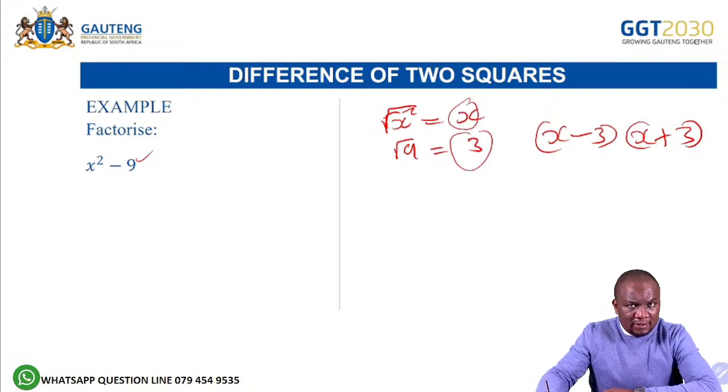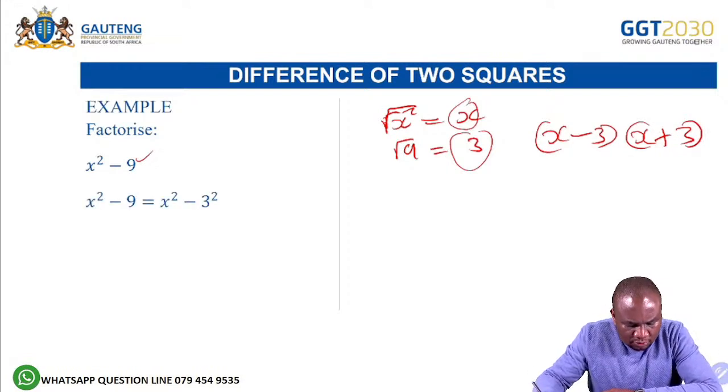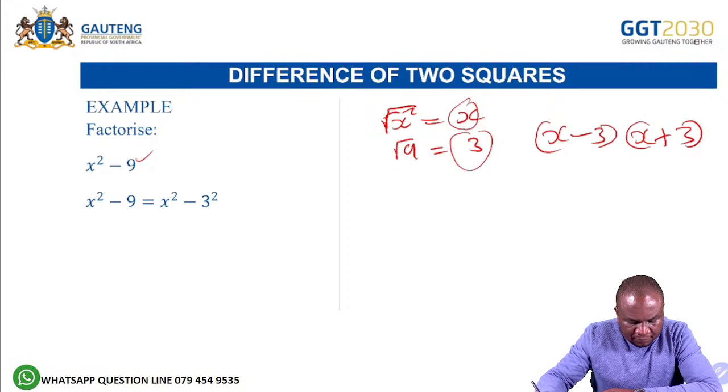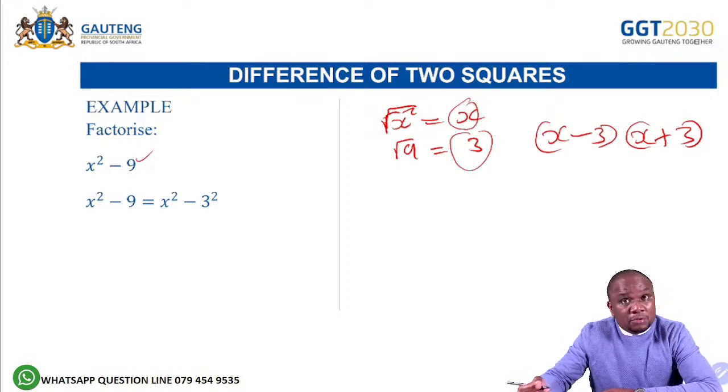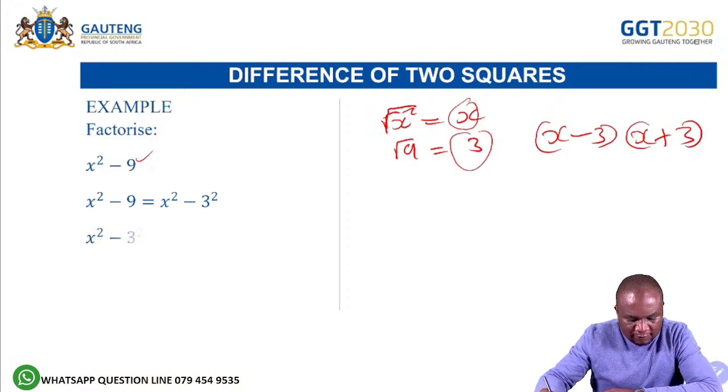Okay? Very easy. Now, we say this is x squared minus 3 squared to show you that 9 is a square number. Then we just factorize like that. Done.